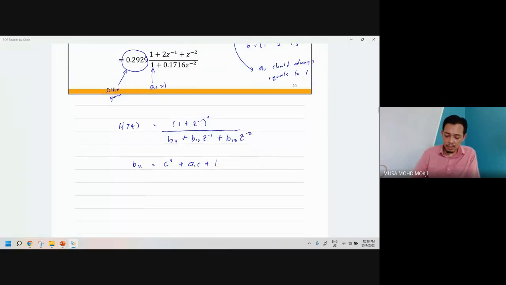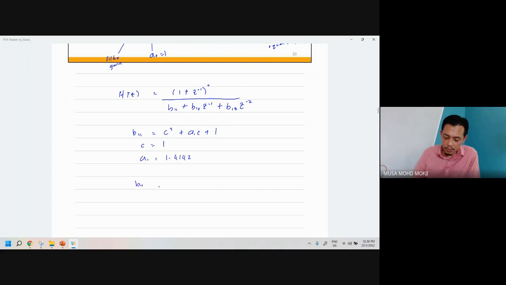And what is C? C, we already know it is equal to 1. And what is A1? A1 is 1.4142. So then we can easily solve that. B11 is just equal to 1 squared plus 1.4142 plus 1. So this is 1 squared, which equals 1 plus 1 plus 1. So you will have 3.4142. So that's B11. Now let's go to B12.